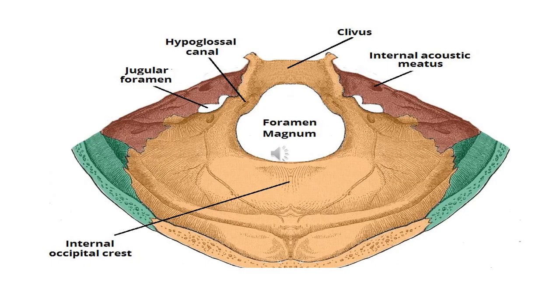Here we can see in this diagram a large central foramen known as the foramen magnum, and on the lateral side of the foramen magnum there are various other structures, foramina, such as the jugular foramen, hypoglossal canal, internal acoustic meatus, etc. So we will study each one further, one by one, along with their contents.